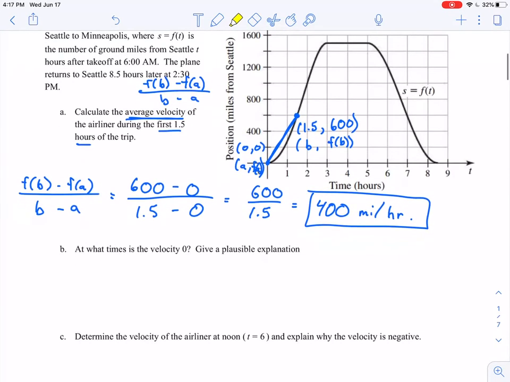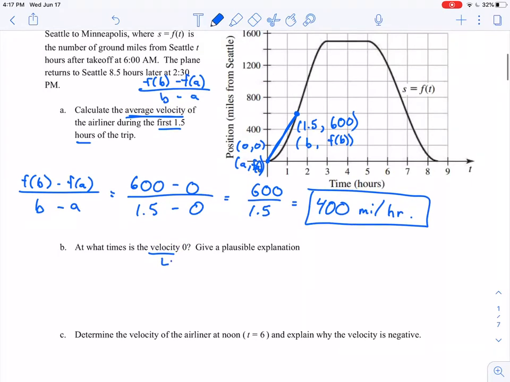Part B is asking a slightly different question, but we're still talking about velocity. It says, at what times is the velocity 0? Give a plausible explanation. So what times is the velocity 0? Now notice we just said the velocity. More importantly, notice what we didn't say. We didn't say average velocity. When we simply say velocity, what we really mean is instantaneous velocity.